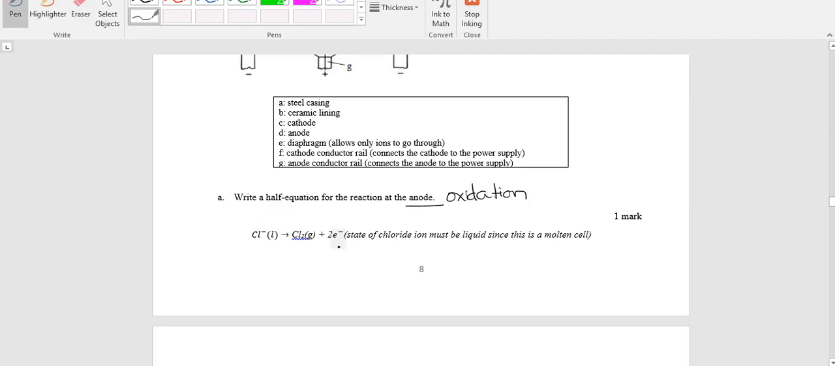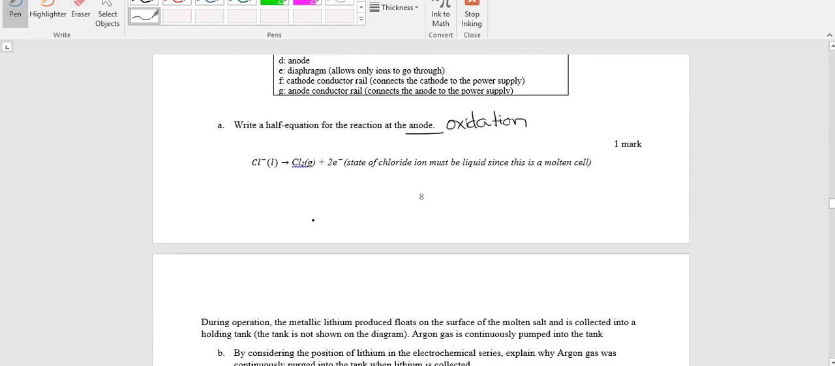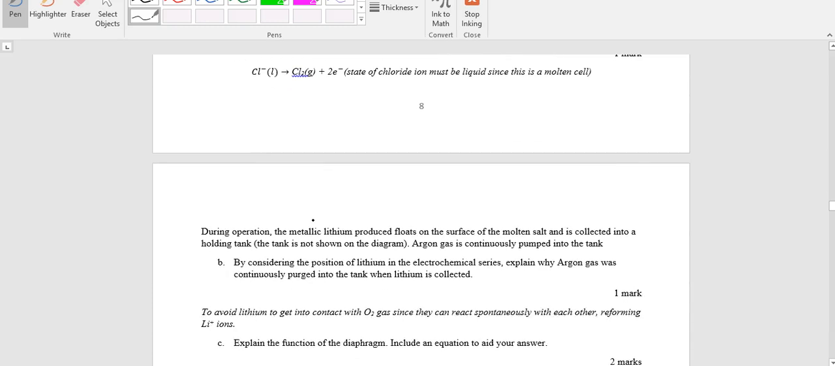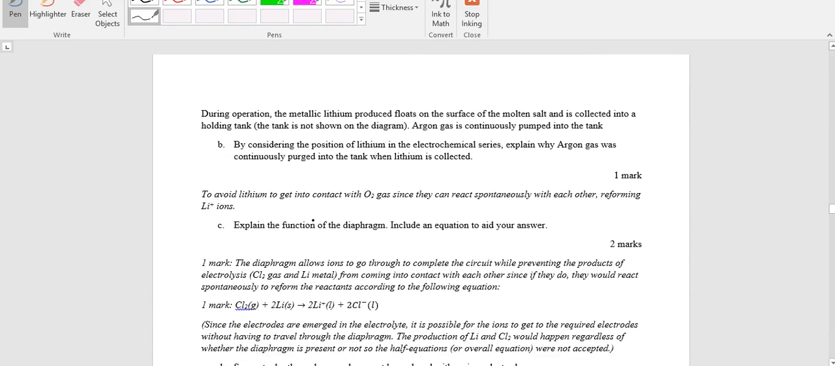So take the time and check that, because you really cannot afford to lose marks on questions as simple as this. Moving on to part B. Now this is where things start to go really wrong.